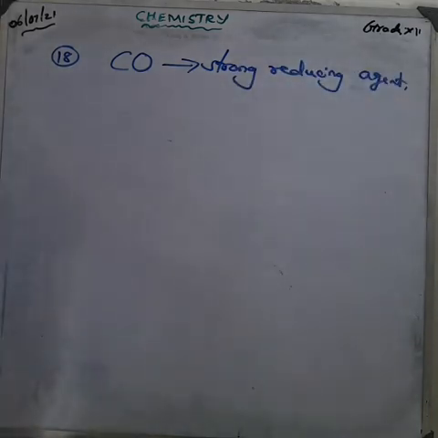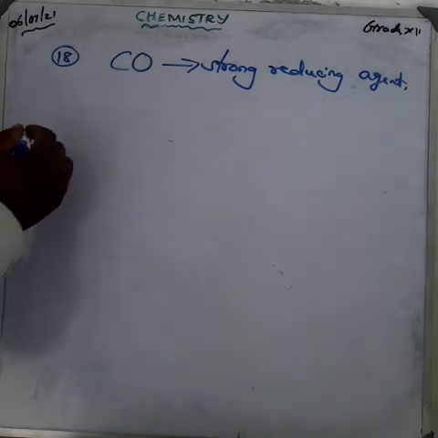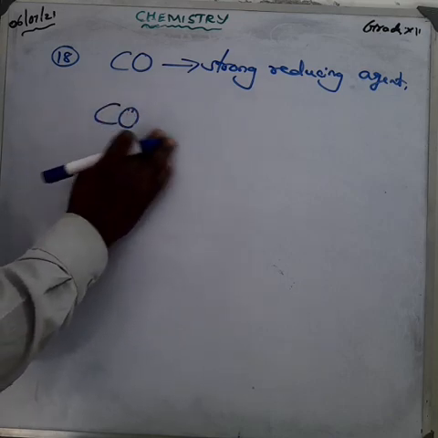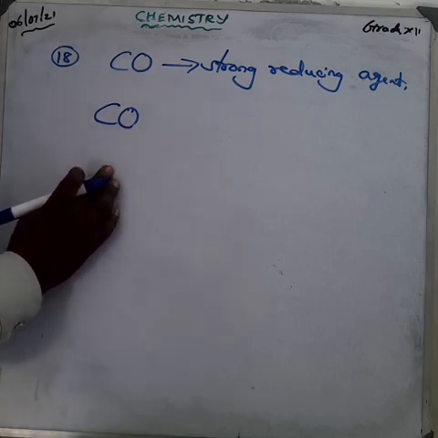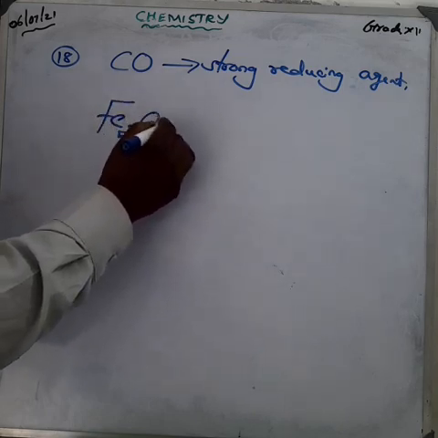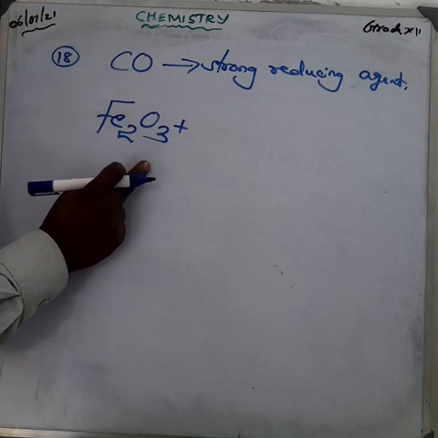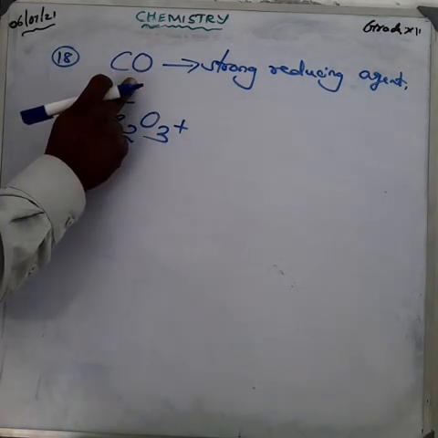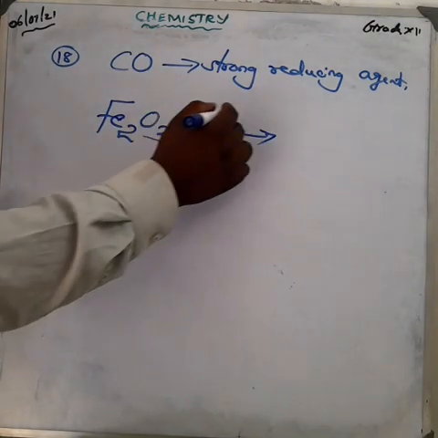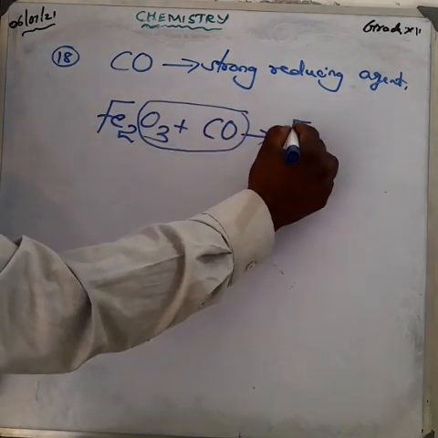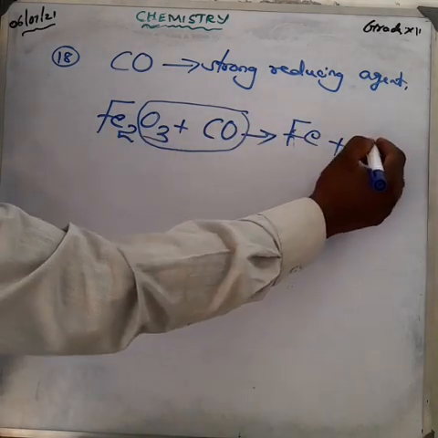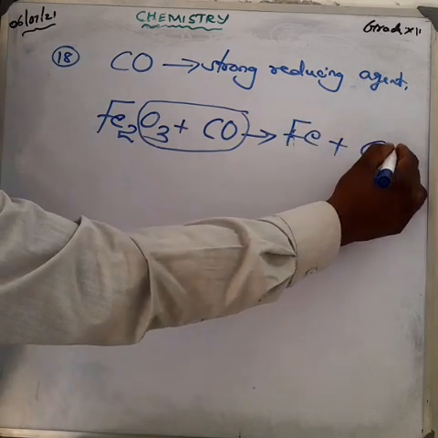Here carbon monoxide reduces a metallic oxide into metal. I am taking one of the metallic oxides, iron oxide Fe2O3. This iron oxide Fe2O3 reacts with carbon monoxide, CO, we get Fe plus the carbon monoxide combines with oxygen, we get carbon dioxide, CO2.